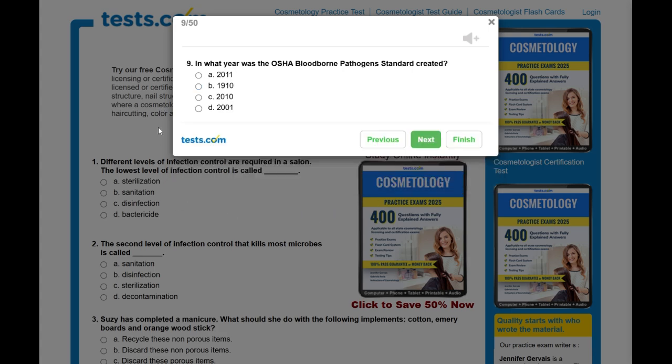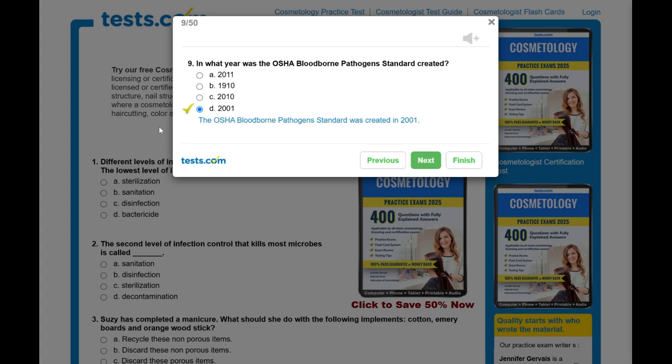Question 9. In what year was the OSHA bloodborne pathogen standard created? A. 2011. B. 1910. C. 2010. D. 2001. D. 2001. The OSHA bloodborne pathogen standard was created in 2001.